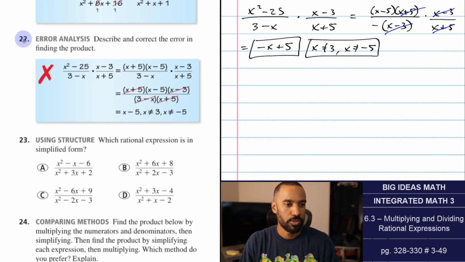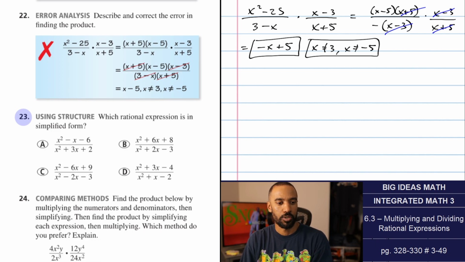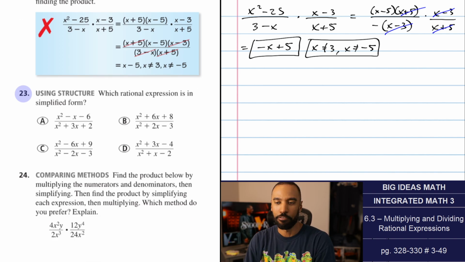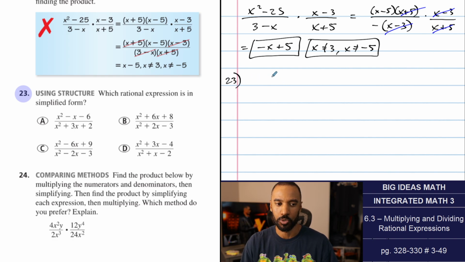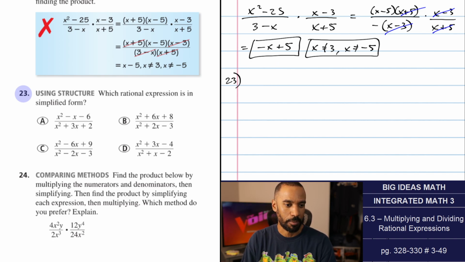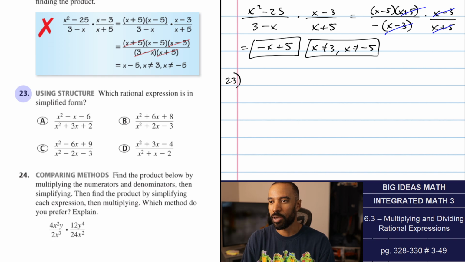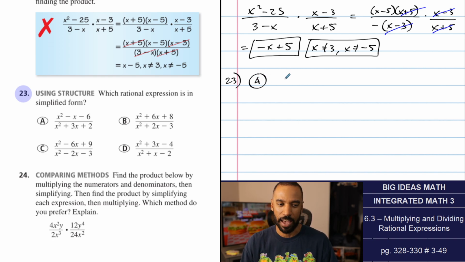Number 23 on using structure. Which rational expression is in simplified form? Ooh, that's a good question. I guess we have to test all of these out to figure out which one. It's a matter of which ones do and don't have common factors and such. I'm not going to copy and paste them over. If you don't mind, I'm going to leave them as they're written and just do some factoring right now.